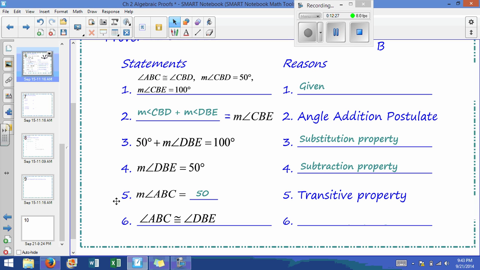Okay, let's finish this thing off. How do we get from ABC equals 50 to ABC is congruent to DBE? Well, a lot of people at this stage say, that's what I'm trying to prove, so I'm going to write prove or done, or, yeah, I got this, no problem, right? Well, no, we have to figure out how step 5 got me to step 6. So let's look up here.